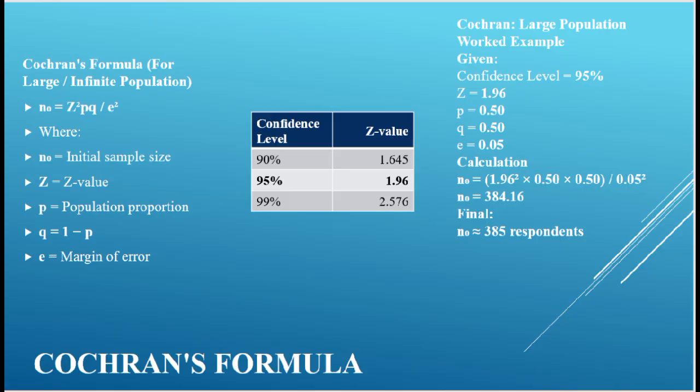Divided by 0.05 squared. The result is 384.16. Since we cannot collect data from 0.16 of a person, we round the result upward. Therefore, the required sample size is approximately 385 respondents. This is the commonly observed sample size of approximately 384 or 385 for a large population, when researchers use 95% confidence and a 5% margin of error with P equal to 0.50.